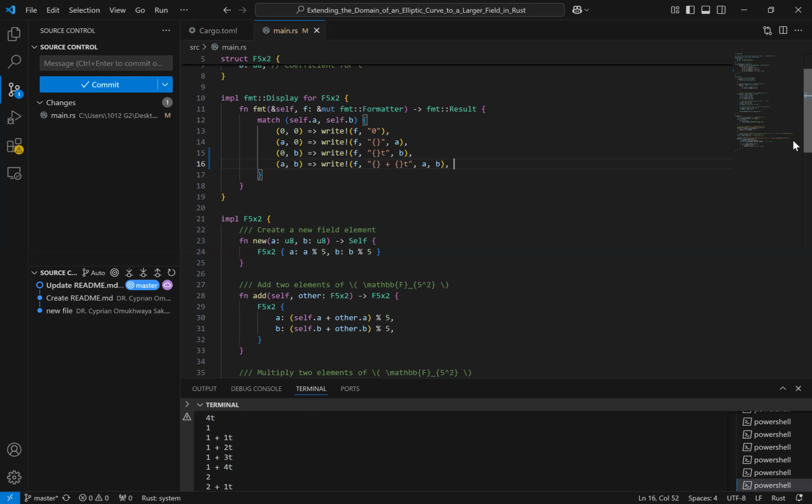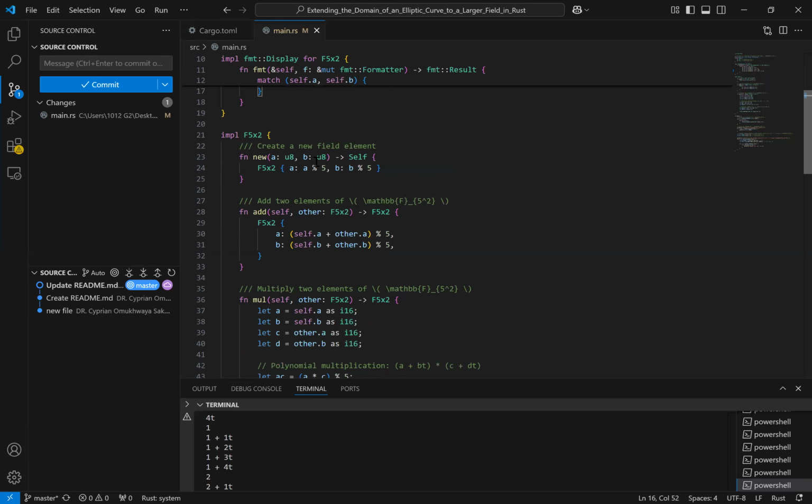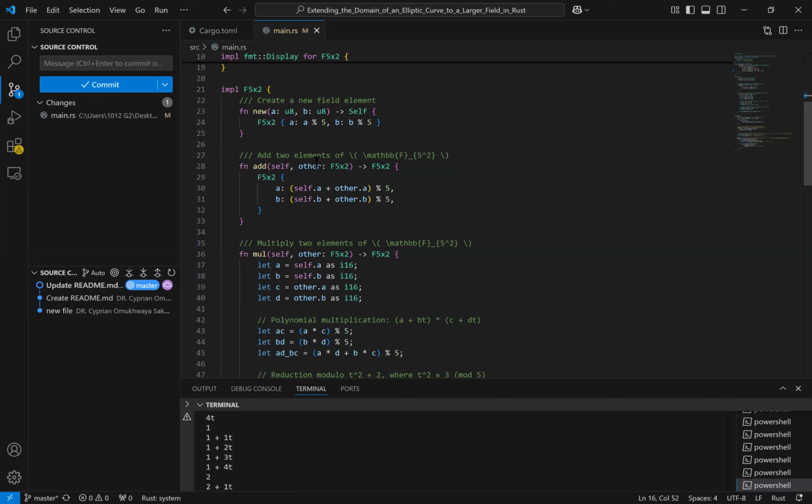Now, how would we add the two elements? We just add the elements the same way we add on the elliptic curve. Every time we do that, we reduce it to mod 5. So if you're adding a to itself, the answer should be reduced to mod 5. If you are adding b to itself, the answer should be reduced to mod 5 and so on.